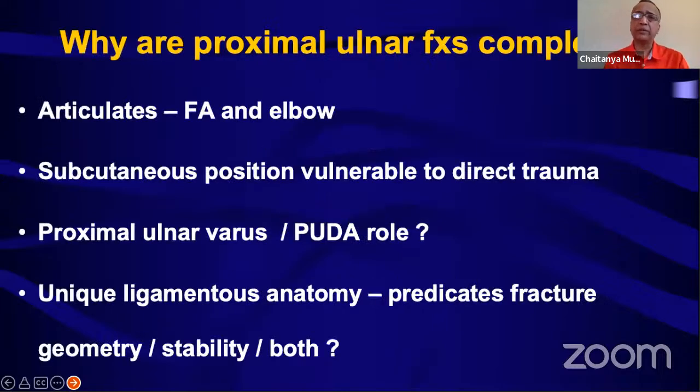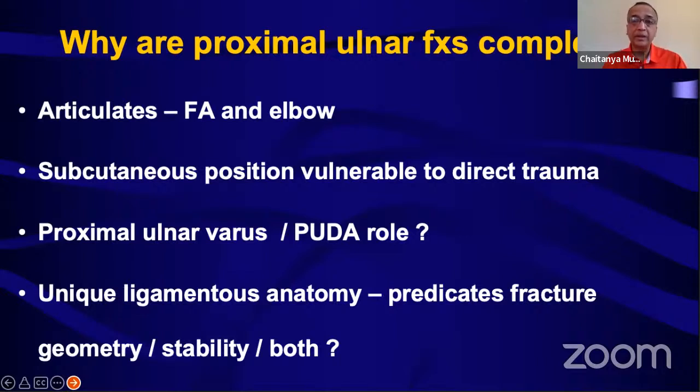So why do we think proximal ulnar fractures are complex? Well, for one thing, it articulates with both the forearm and the elbow. Its uniquely subcutaneous position makes it vulnerable to direct trauma and also makes the soft tissues very unforgiving, as you'll see in some of the patients I'll show you later. We tend to think of the ulna as a straight bone, but obviously it's not. It has proximal ulnar varus and a proximal ulnar dorsal angulation, which confers upon the proximal ulna a compression side and a tension side. You have to take that into account when thinking of which side the comminution might be. We know that comminution is usually more frequent on the compression side.